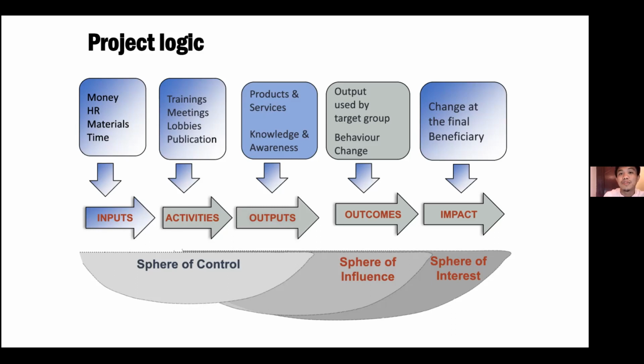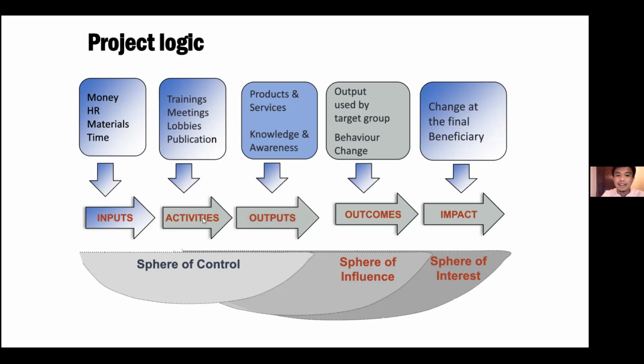Are these provision of goods and services? And outputs, is this an increase in knowledge and awareness? And then in the outcome, what kind of outcome would we like to achieve? Is it behavioral, attitudinal, or skills change? And then that leads towards impact, where we see if there is a final change at the level of the beneficiaries. See here, inputs, activities, outputs, that's our sphere of control. So this is something that we can manipulate when we write the project.